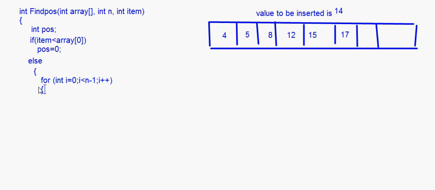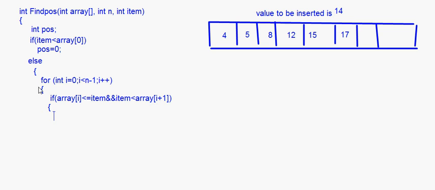Okay, now you search for the position here. You say if array i is less than or equal to item and item is less than array i plus 1. This is the condition.